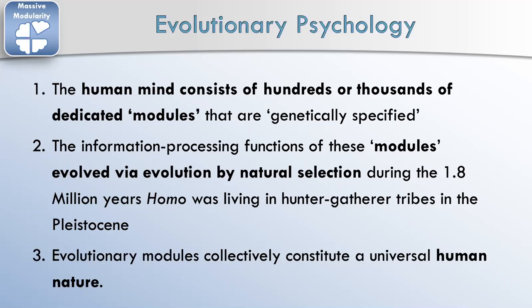evolution, society has only really existed for the past 10,000 years or so. Civilization has only existed very recently. So the idea in evolutionary psychology is you look back at the deeper past. And then the third one is more of a philosophical claim, that these modules collectively constitute a universal human nature.